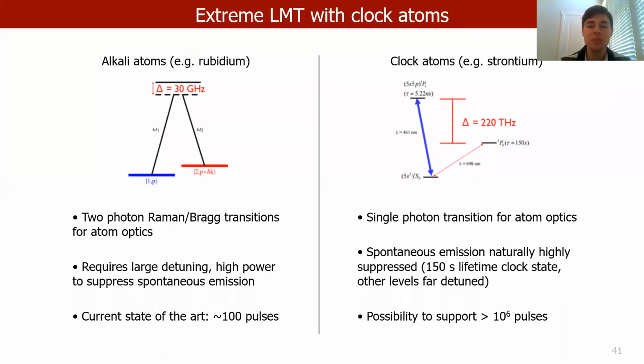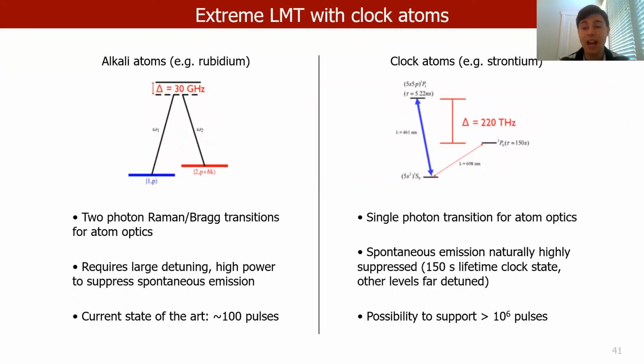With alkali atoms, the atom optics interactions must always consist of 2-photon or higher order transitions between ground states. In a gradiometer configuration, such as one would use to detect gravitational waves, these transitions are sensitive to laser frequency noise. On the other hand, strontium supports single-photon atom optics on the clock transition between its electronic ground state and a long-lived optically excited state. The very narrow transition makes a strontium gradiometer immune to laser frequency noise.